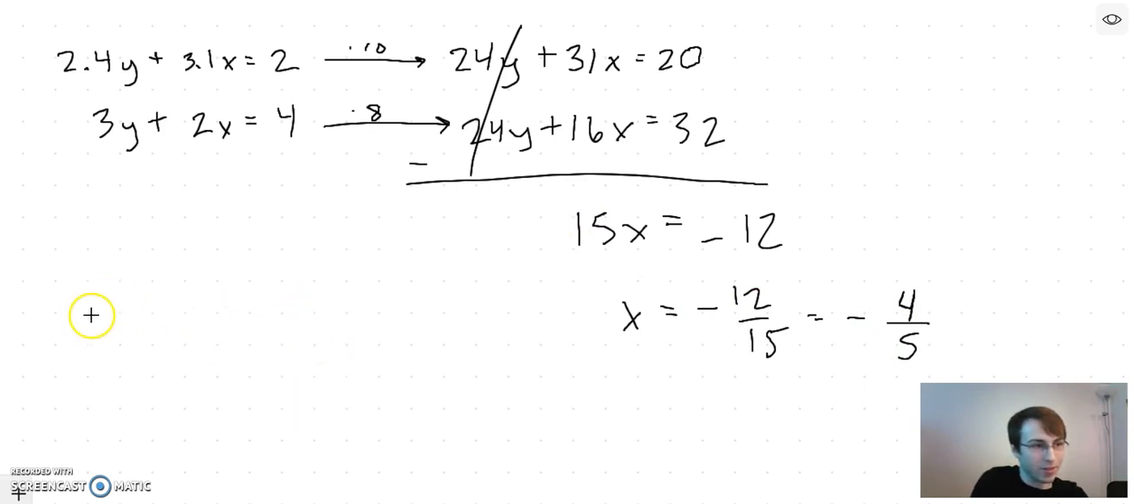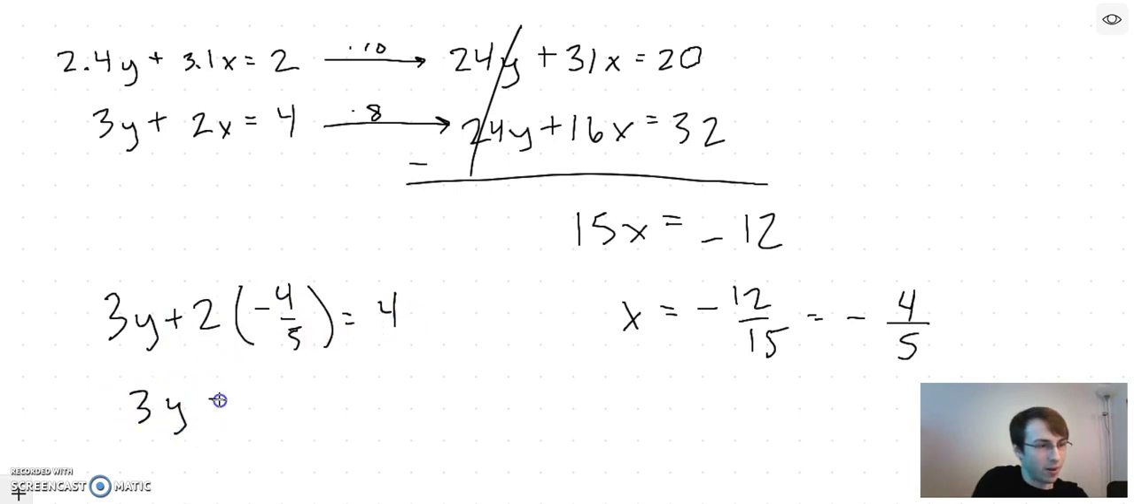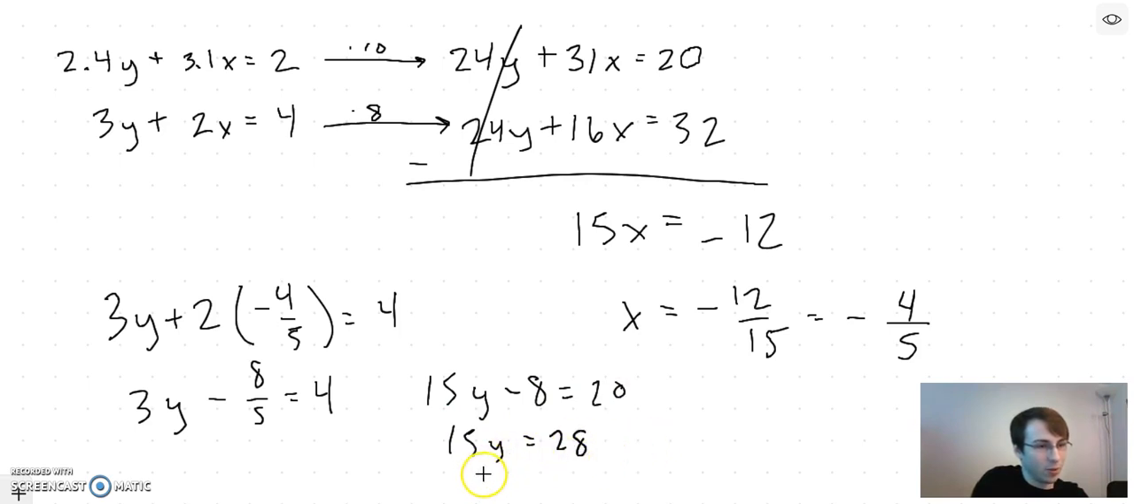And then, of course, to solve for y, we'll just go through and do it this time. 3y plus 2 times negative 4 fifths equals 4. 3y minus 8 fifths equals 4. Maybe multiply everything by 5. We get 15y minus 8 equals 20. 15y equals 28. y equals 28 over 15.